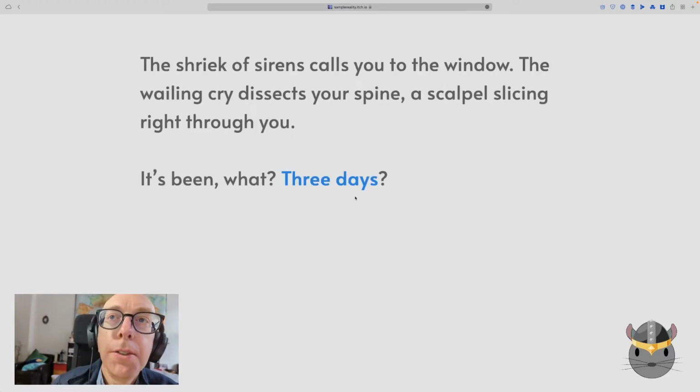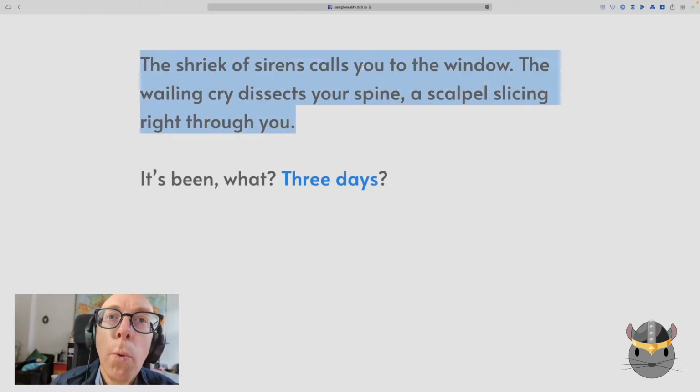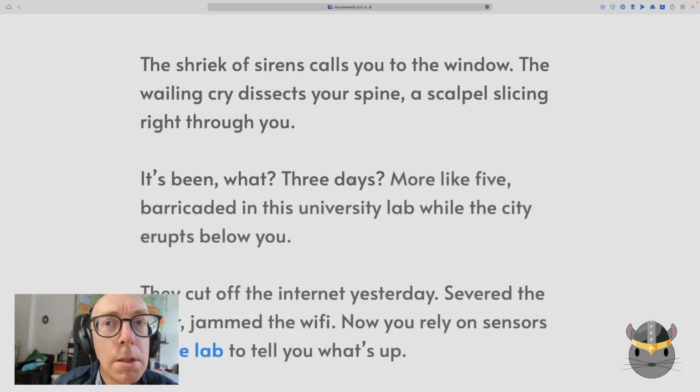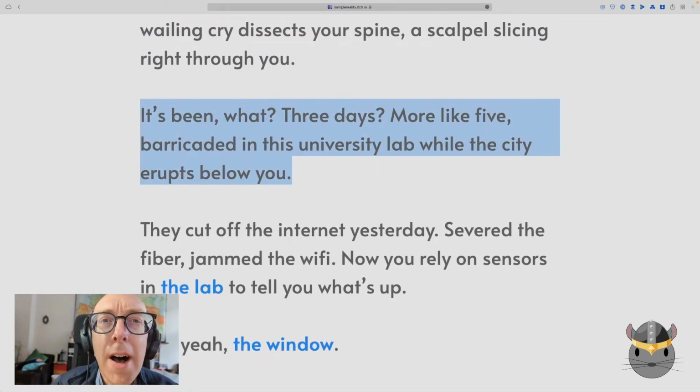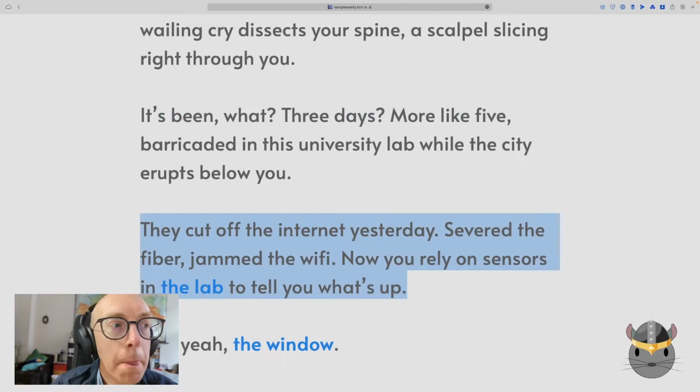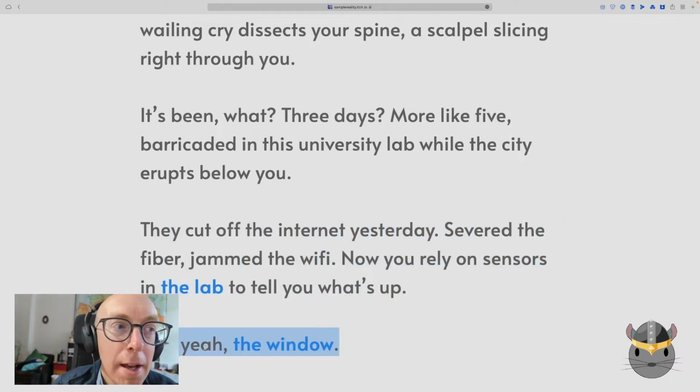Listen. The shriek of sirens calls you to the window. The wailing cry dissects your spine, a scalpel slicing right through you. It's been what? 3 days? We have no choice here, so yes. More likely 5, barricaded in this university lab while the city erupts below you. They cut off the internet yesterday, severed the fiber, jammed the Wi-Fi. Now you rely on sensors in the lab to tell you what's up. And this below says, and yeah, the window. Sensors in the lab or the window? Let's go for sensors in the lab.